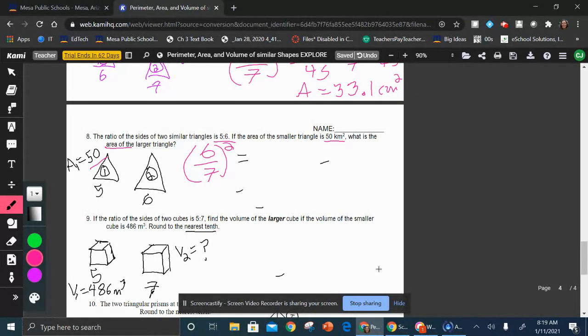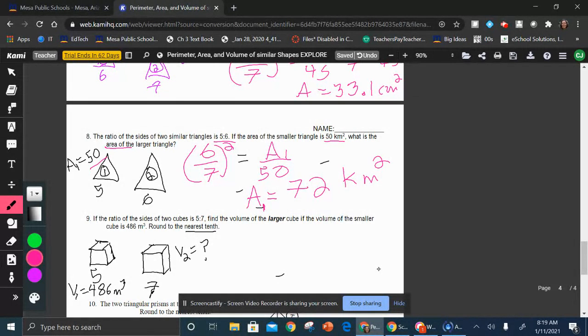Okay, this one, it's going to be 6 over 7 squared. Remember, everybody, area squared. And then the area of the smaller one over 45. So then we're going to, oh, I'm looking at the wrong one. It should be 50. Okay, and then we're going to take that and cross multiply and divide, and we get that the area is equal to, the first one is 72 kilometers squared.